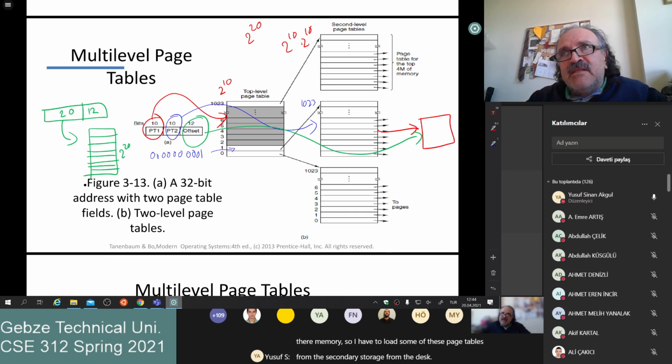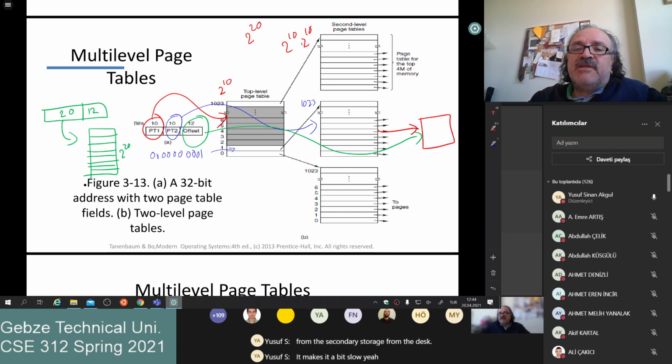It makes it a little bit slow. Yeah, that's true, because I need to do the disk I/O, but it is better than keeping all that data in my main memory. Multi-level page tables.